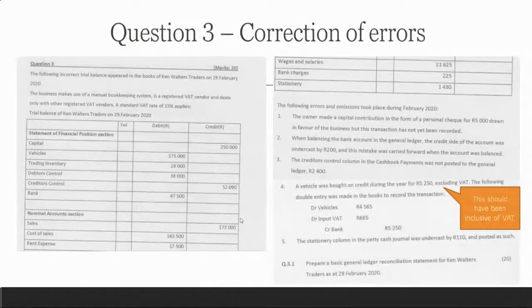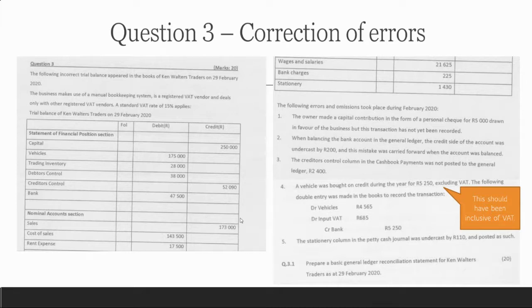Question 3 was the correction of errors. Now, what happened here is we did a question like this in class where they gave you the trial balance in the beginning. You had to make correction journal entries, and then you had to adjust your trial balance.